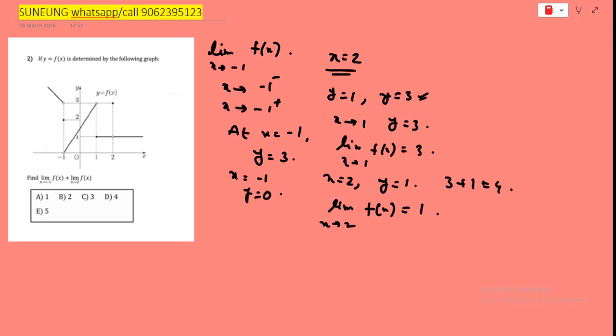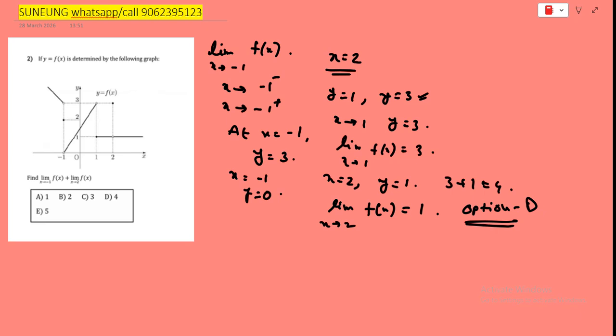So let's confirm it. Limit x tends to 1 f(x) is 3. Limit x tends to 2 f(x) is 1. The final answer is 4. Yes, option number D. So option number D is the right answer for this question.